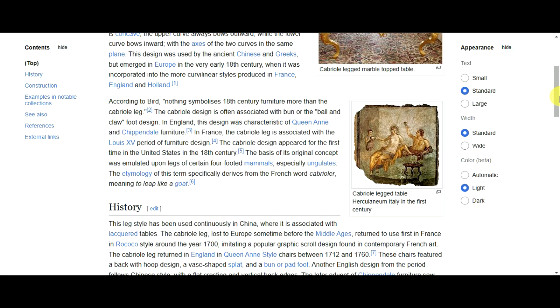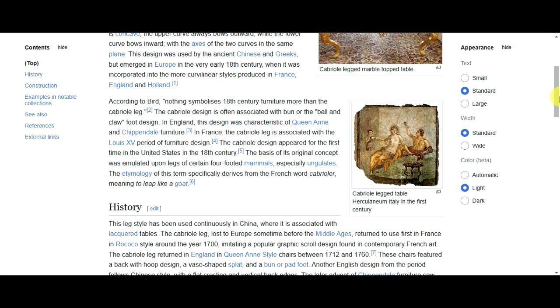History. This leg style has been used continuously in China, where it is associated with lacquered tables. The cabriole leg, lost to Europe sometime before the Middle Ages, returned to use first in France in Rococo style around the year 1700, imitating a popular graphic scroll design found in contemporary French art.